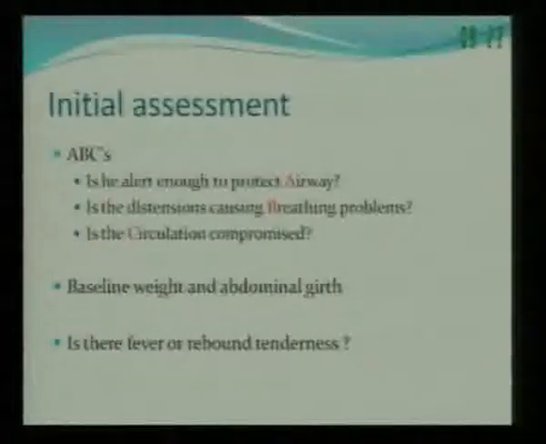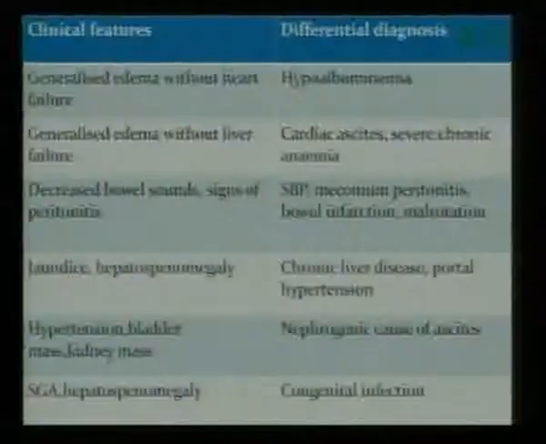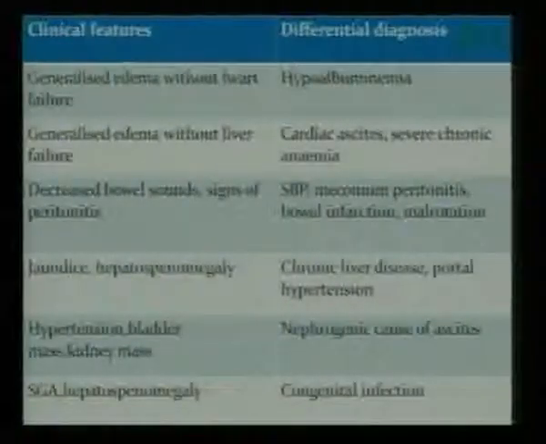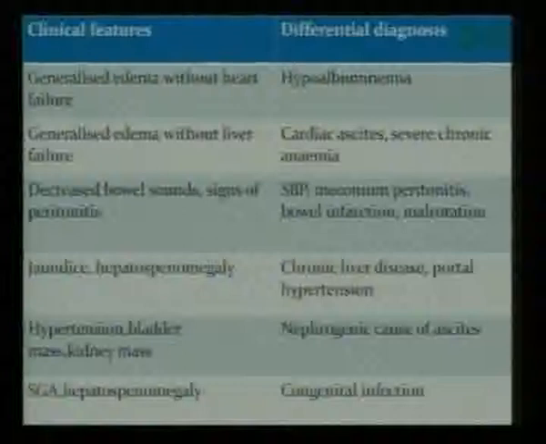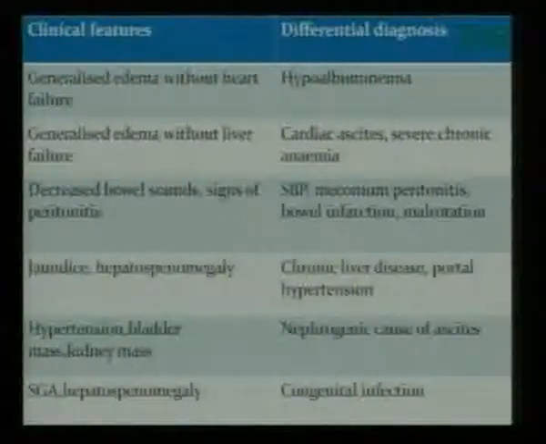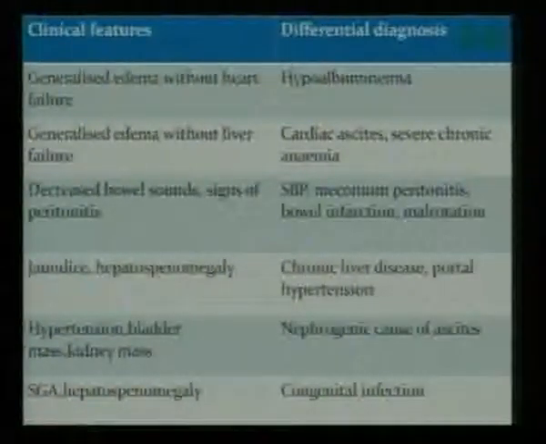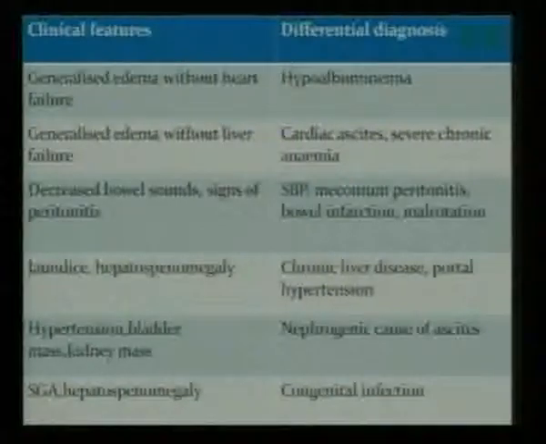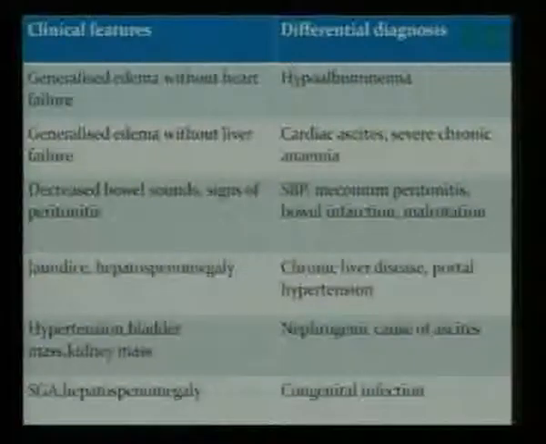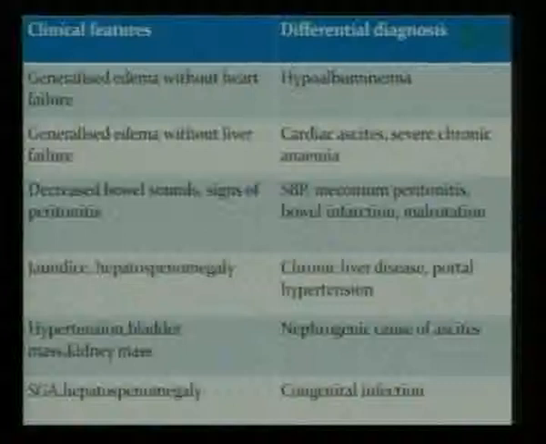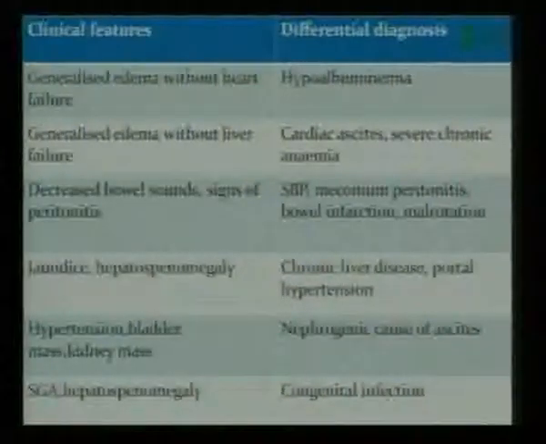A baseline weight and abdominal girth and a follow-up of this is crucial. And is there fever or rebound tenderness? Because that's quite important to exclude spontaneous bacterial peritonitis. And then there are a host of differentials which you can consider depending on your approach to the child. And generally the first thing that you see in a child is, does the child have generalized edema, or is this ascites just restricted to the abdomen? And then you go on to see whether the child has got jaundice, hepatosplenomegaly, and other problems which are there.